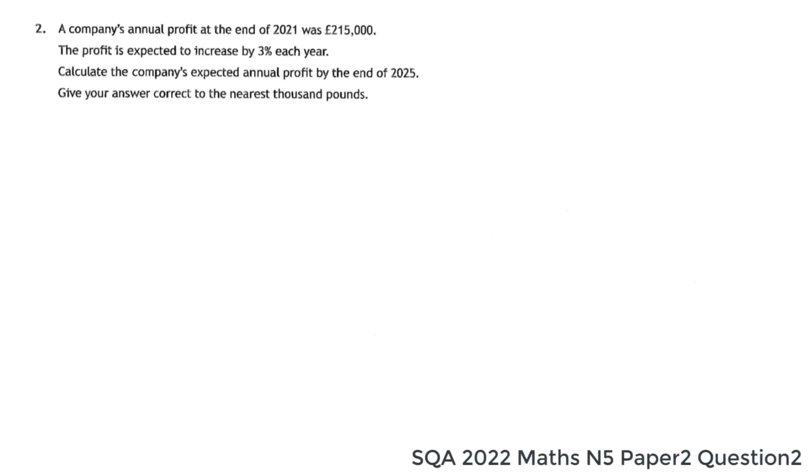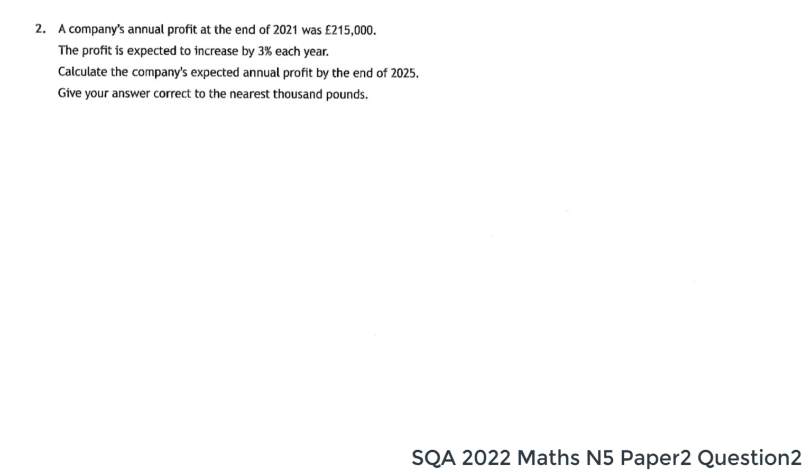So here we have question 2. We have a company whose annual profit at the end of 2021 was £215,000, and they're expecting their profit to increase by 3% each year all the way through to 2025, and we were asked to calculate their expected annual profit if that happens by the end of 2025, giving an answer correct to the nearest £1,000.